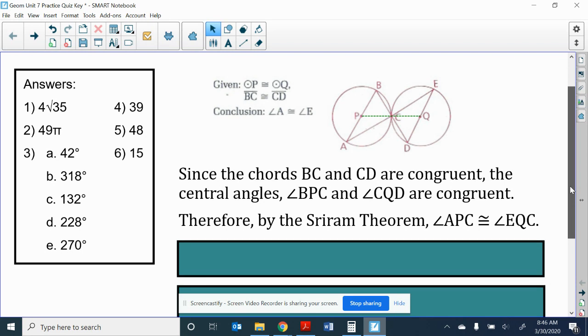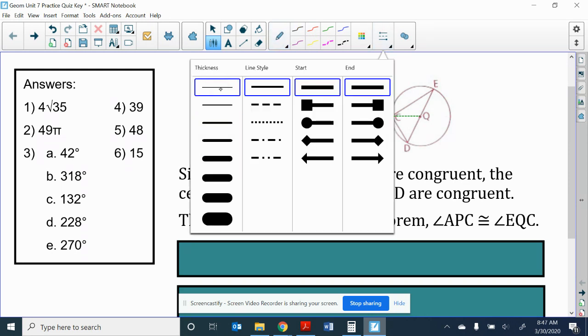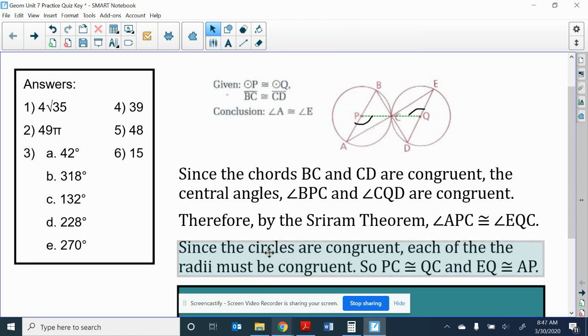All right, so I have angle APC and EQC congruent. Let me actually mark that on the diagram so we can kind of follow what we're doing. All right, so APC there is congruent to EQC there. Okay. Then I said, since the circles are congruent, each of their radii must be congruent. So PC is congruent to QC and EQ is congruent to AP.